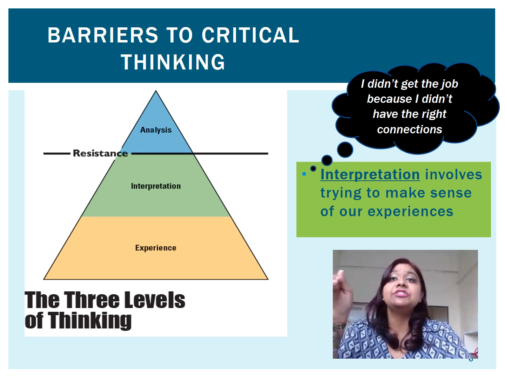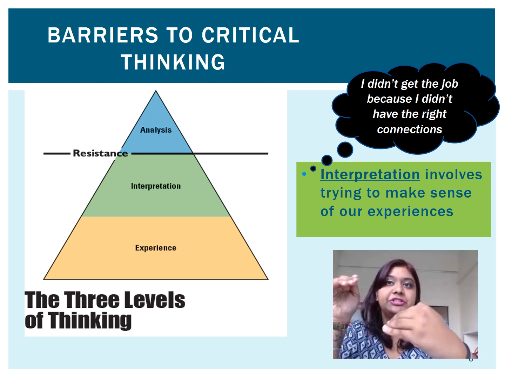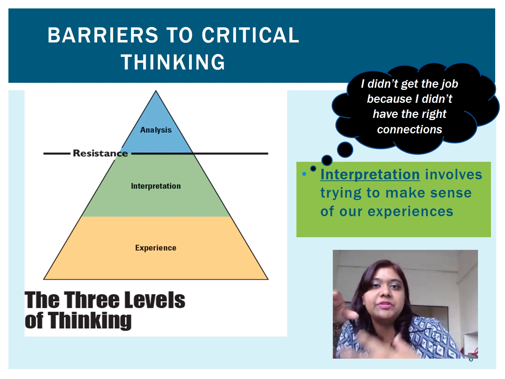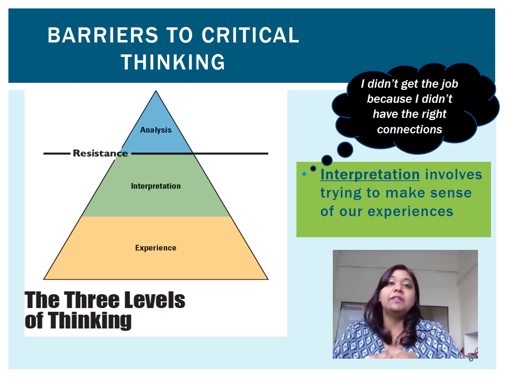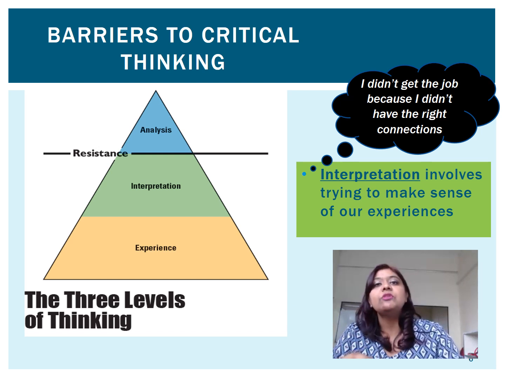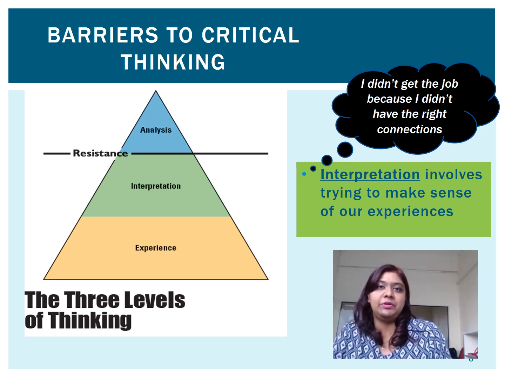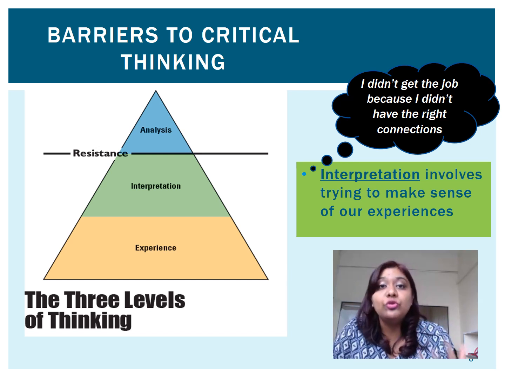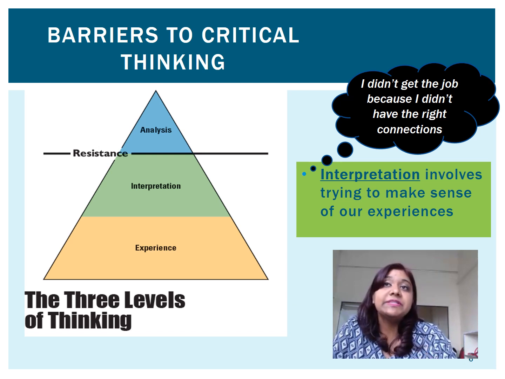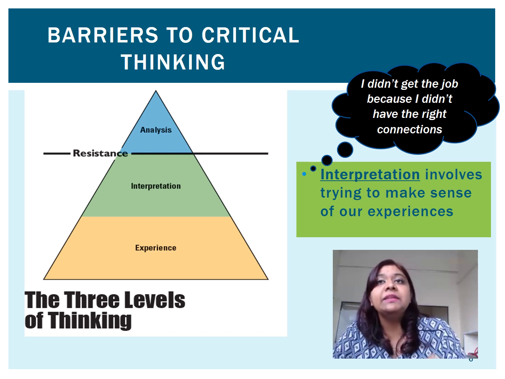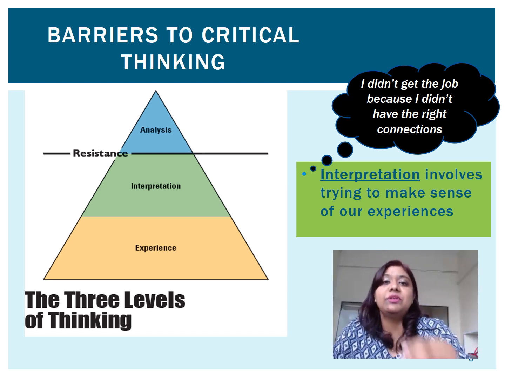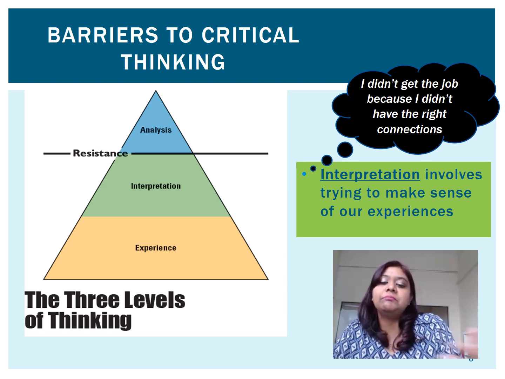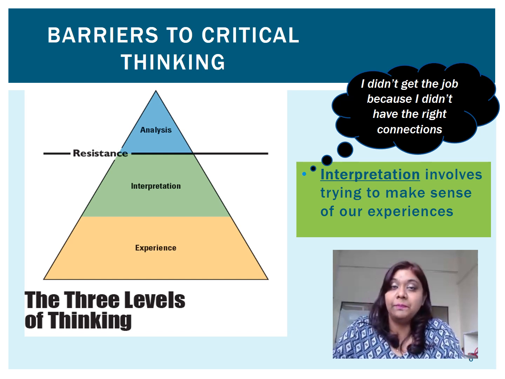At the next stage, where it is your interpretation, you are trying to make sense of this experience that has happened. So at that interview, you were turned down. That's your experience. And then when you look at your interpretation, this is where you try to understand why it happened. Now bear in mind, your interpretation is based on your thinking skills, what you understand from that situation. So this basically means that you are saying, I did not get this job because I didn't have the right connections. So let's just say that's your interpretation, meaning I did not get this job because I didn't know the right people at the job.